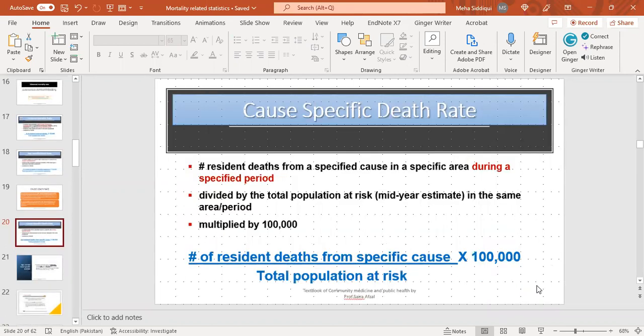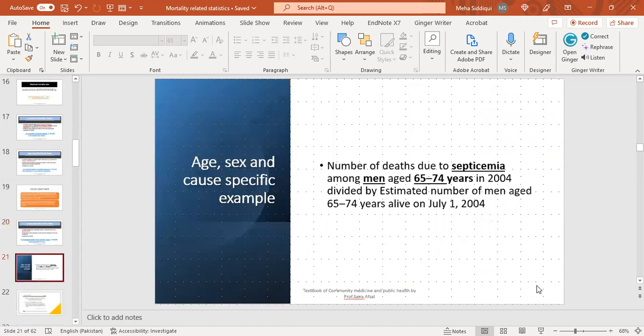Now, cause-specific death rate. It is the number of resident deaths from a specified cause in a specified area during a specified period divided by total population at risk or mid-year estimate in the same area or period, multiplied by 100,000. Now, this is an example for age, sex, and cause-specific death rate, like number of deaths due to septicemia. This shows a specific cause. Among men, it shows sex or gender, aged 65 to 74 years. This shows age specification. In 2004, divided by estimated number of men aged 65 to 74 years alive on July 1, 2004.